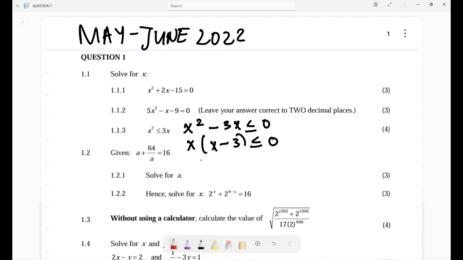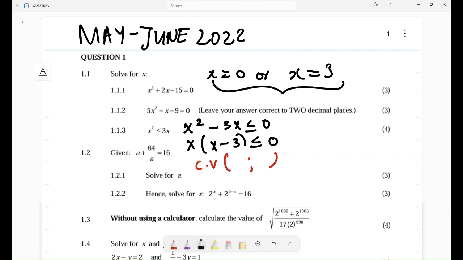Then finding your critical values. What are your critical values? Remember, if this was an equal sign, you're going to say x is equal to 0, or x is equal to 3. So just take these values here. These values are your critical values, 0 and 3. Where are you going to use them? You're going to use them here.